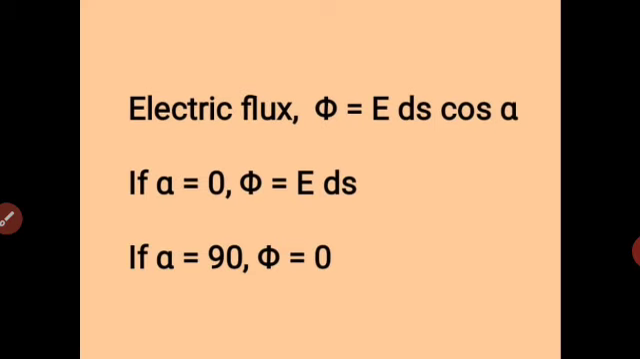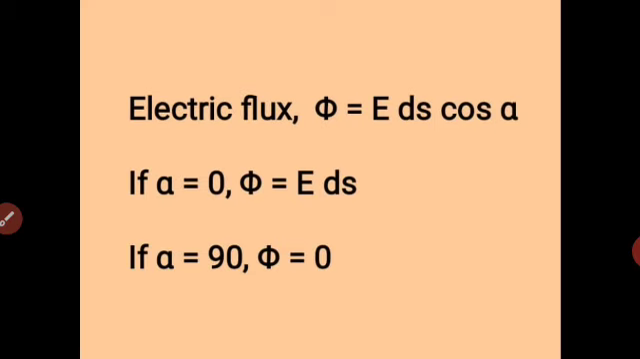Here, when alpha is equal to 0, it means the electric field and the area element are acting in the same direction, then angle alpha will be 0, and in such a case phi becomes equal to E ds, as we know cos alpha, that is cos 0, is equal to 1. This is the value of maximum flux.